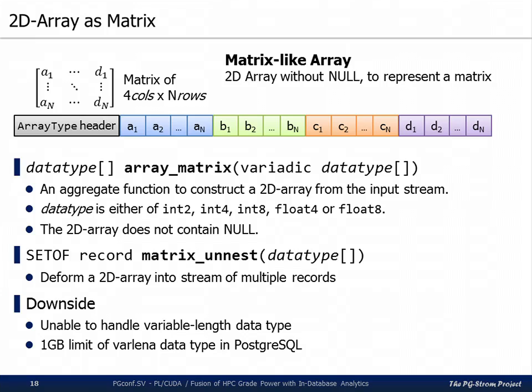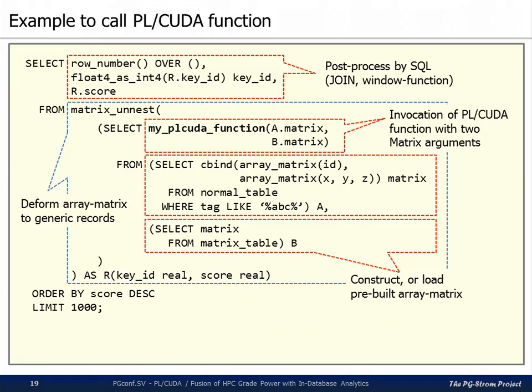Of course, here is a downside. Due to the restriction of PostgreSQL's variable length data type, it has a 1 GB limitation at this moment. So if we have to handle a data set larger than 1 GB, we have to split it into multiple parts. It is a future issue at this moment. And this is an example to call a pure CUDA function.